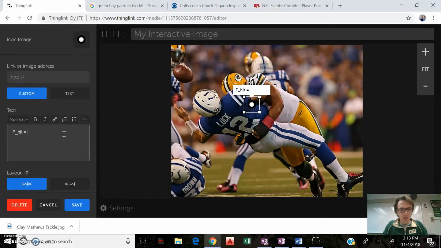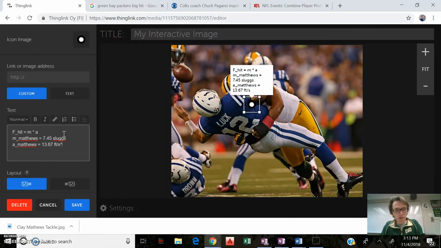So F_hit is going to be mass times acceleration. Now we know that the mass of Matthews is equal to 7.45 slugs. We know that the acceleration of Matthews is equal to 13.67 feet per second squared.